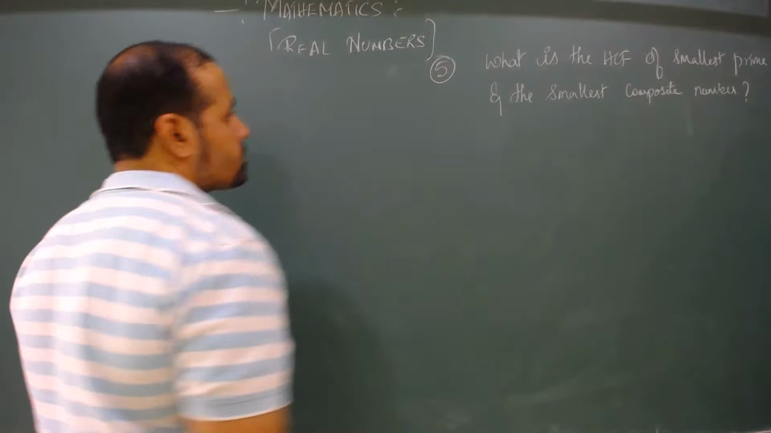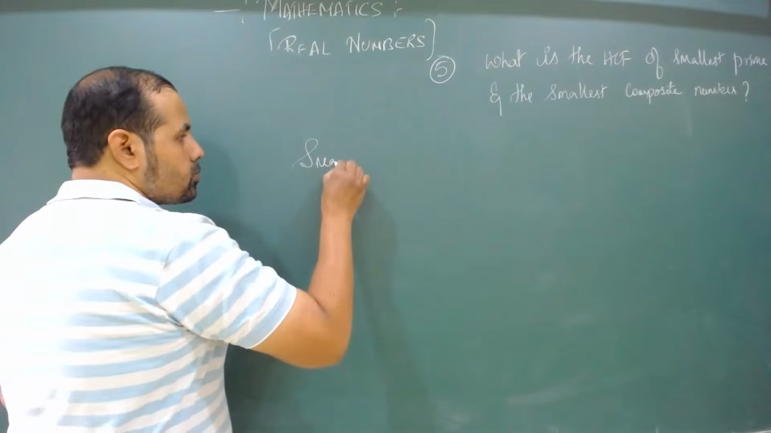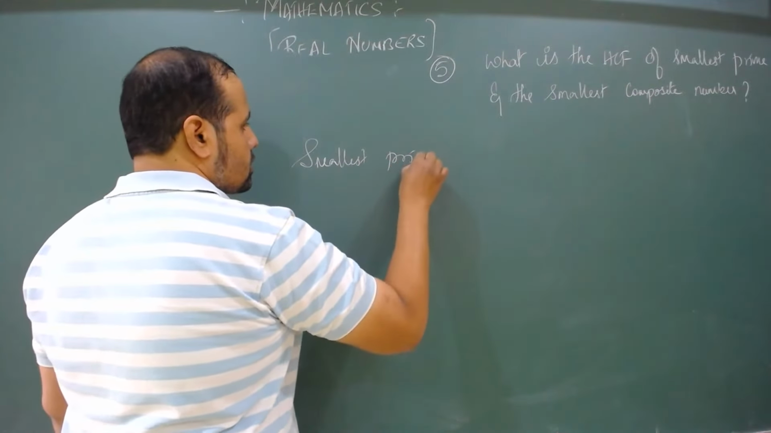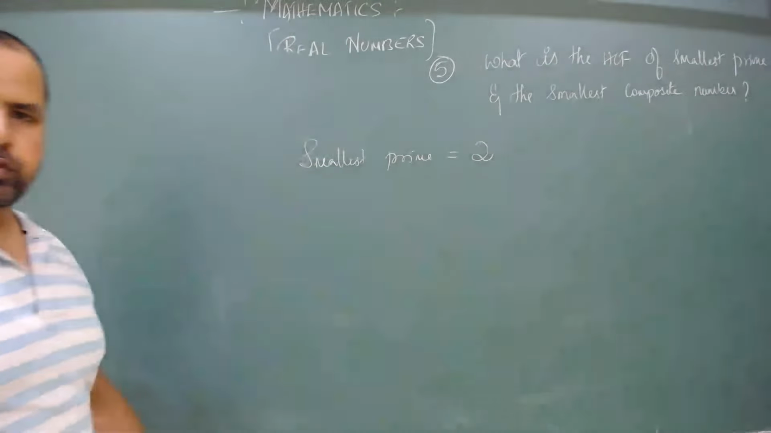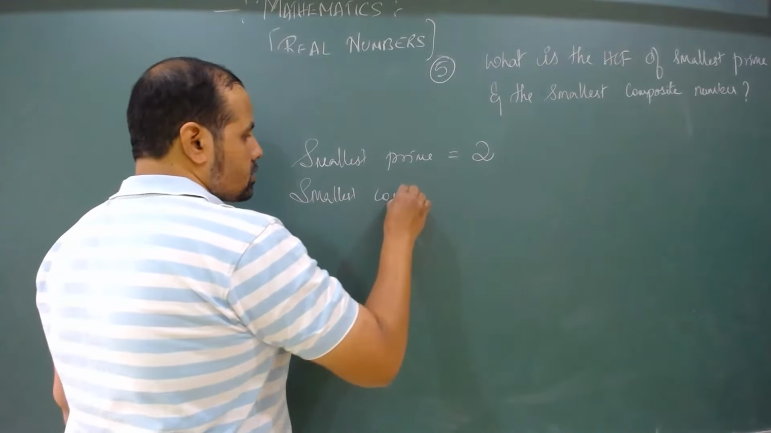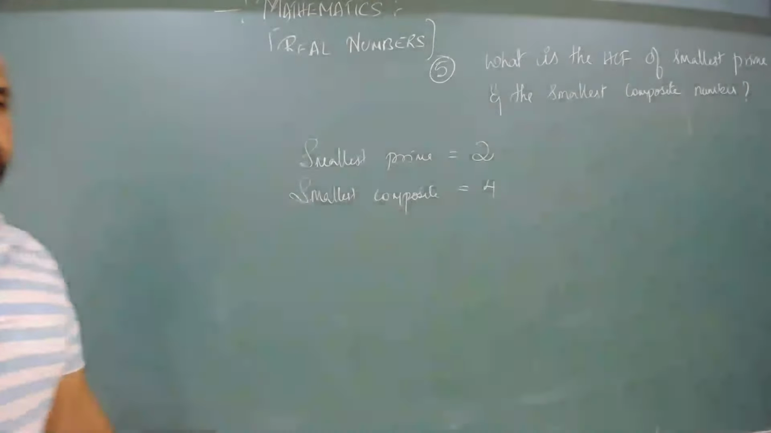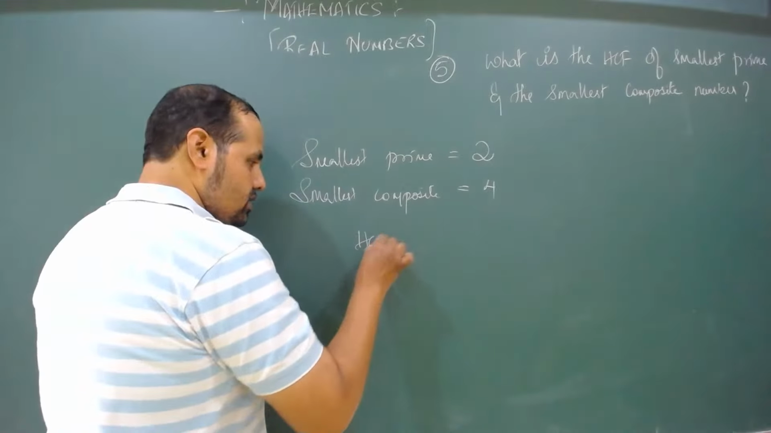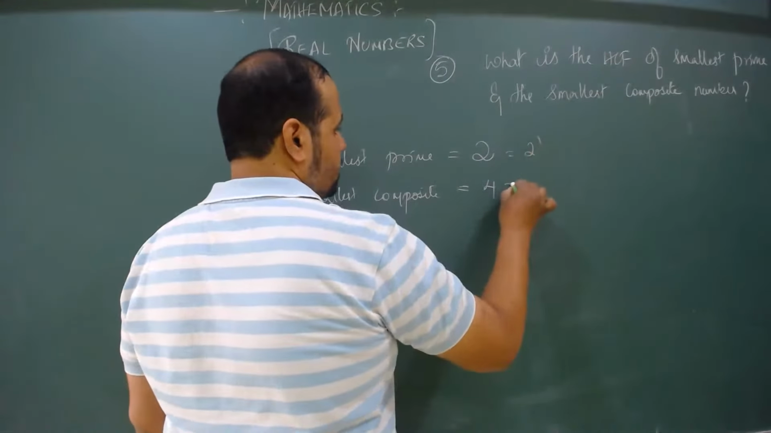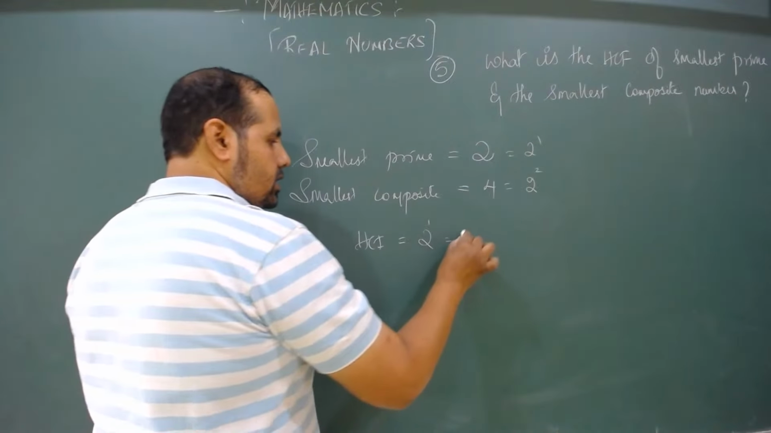Question number 5. What is the HCF of smallest prime number and smallest composite number? You very well know that the smallest prime is 2. Smallest composite number is 4. Now HCF of these two numbers. 2 is 2 to the power 2, 4 is 2 square. HCF is the smallest power of the common.